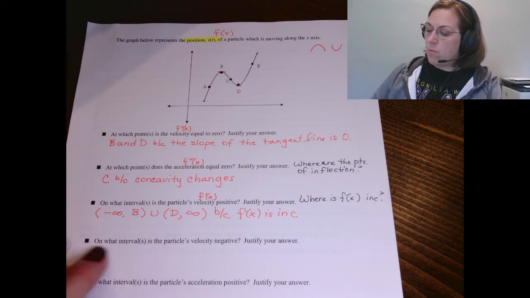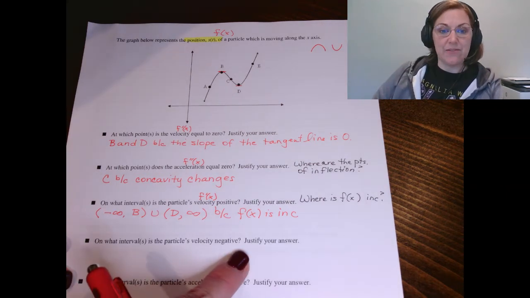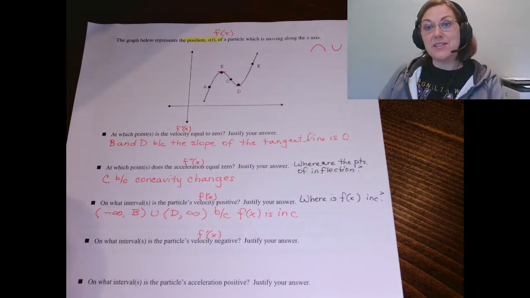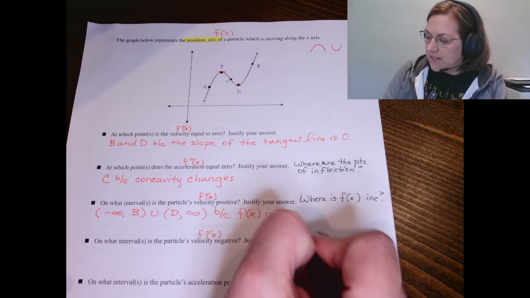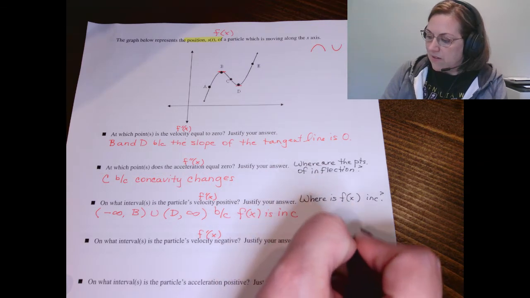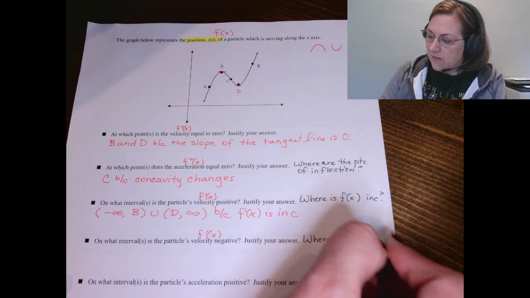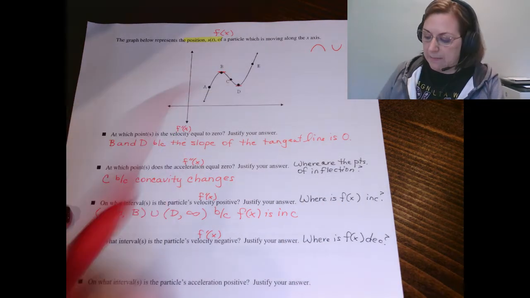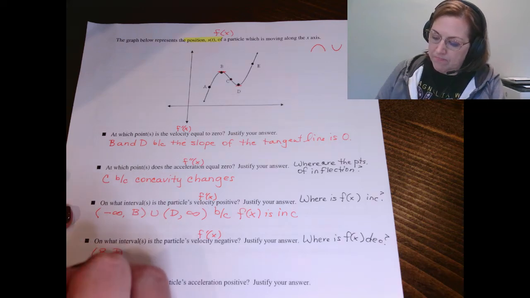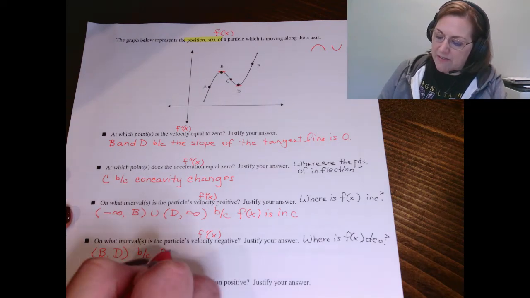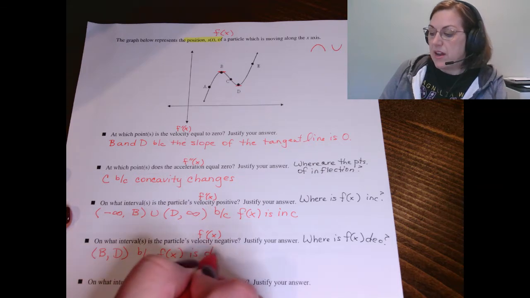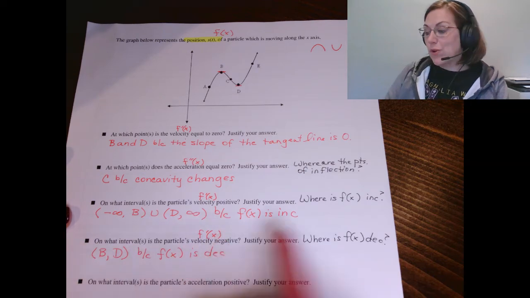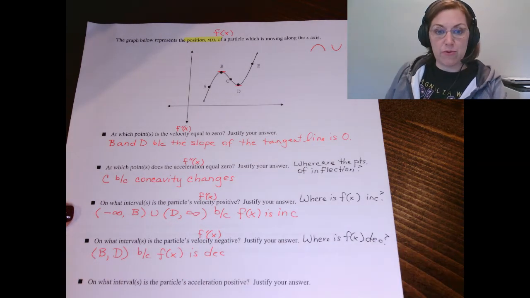Okay, on what interval is the velocity negative? So in what interval is the first derivative negative? This is asking us, where is the function decreasing? The function is decreasing from b to d because f of x is decreasing. Now, you'll be the translator, right? You'll be the one who needs to read this question and translate that into what you're actually looking for.